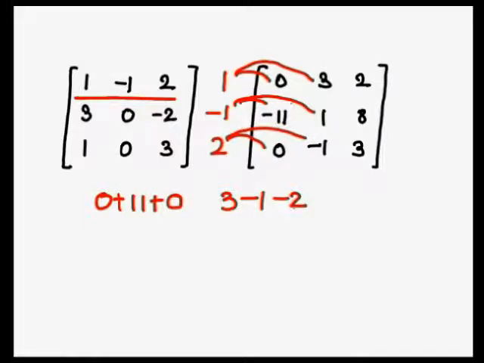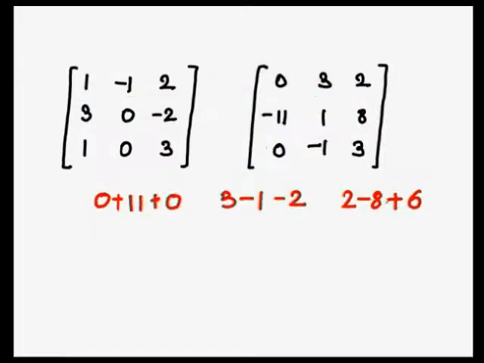Now what will be the next step? Yes, you are right, we multiply with the third column. So 1 into 2 is 2, minus 1 into 8 is minus 8, 2 into 3 is 6. So this is how we multiply the first row with each column of the second matrix. Now any guess about the next step? Yes, you are right. Now we consider the second row, that is 3, 0, minus 2.